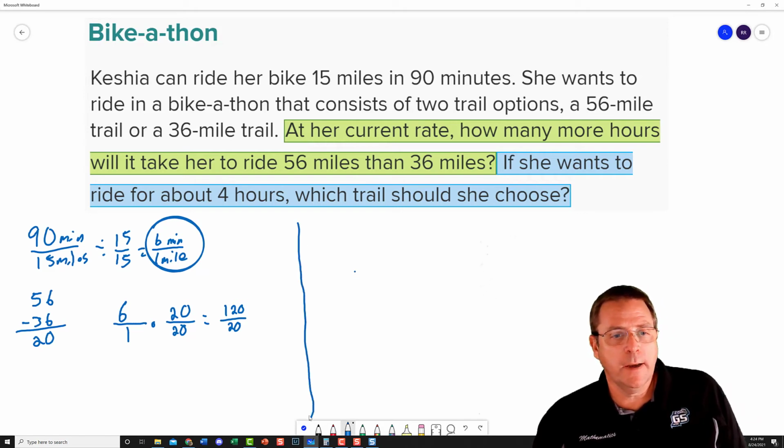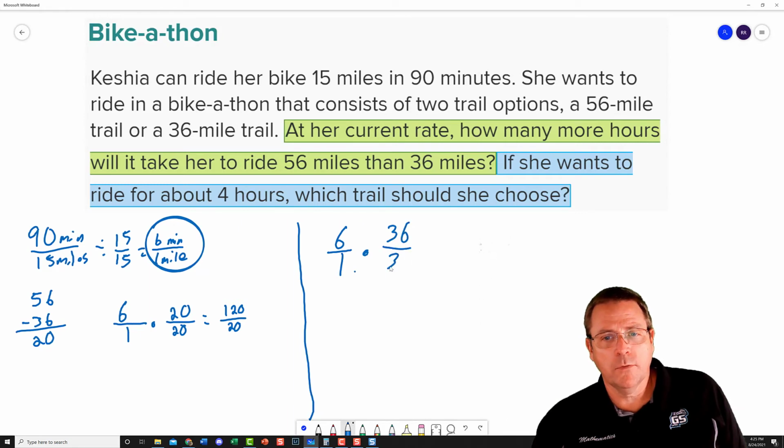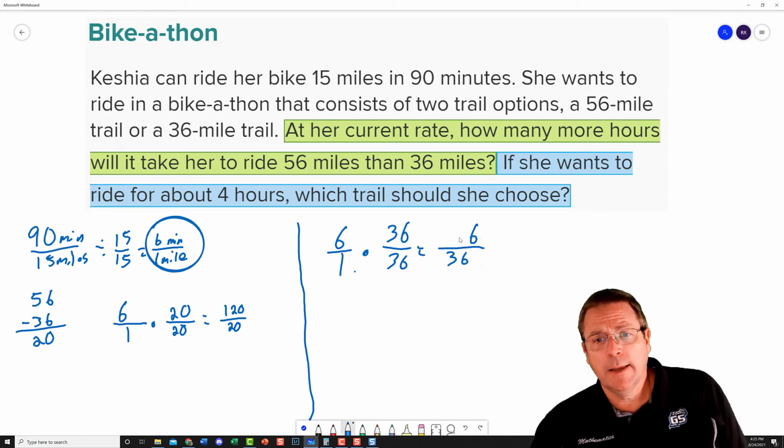Finally, we need to find out which route is going to be closest to a 4-hour route. Now, I'm thinking it's going to be 36 miles. So that's the one I'm going to do. I'm going to take the 6 over 1, multiply it by 36 over 36, and that way I'm going to find out that the 36 mile route is going to take, well, 6 times 6 is 36, 6 times 3 is going to be 18, plus the 3 from that is going to be 216 minutes.